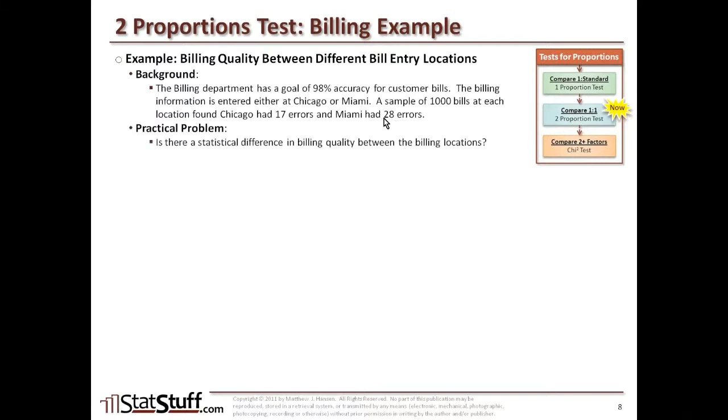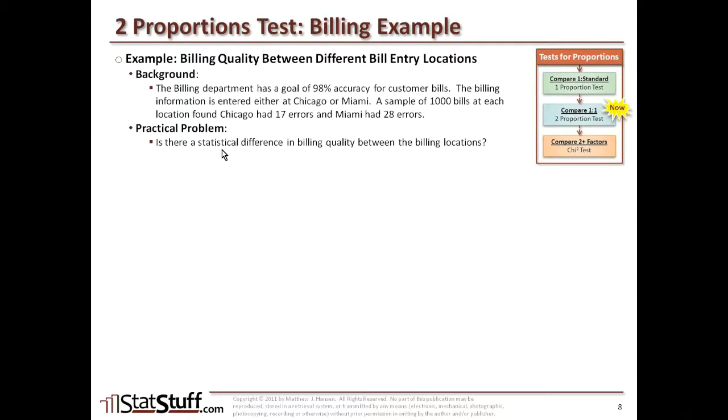So from a practical standpoint, we want to ask ourselves, is there a statistical difference in the billing quality between the billing locations? Again, for 98% accuracy out of the 1,000 samples, if we had 17 errors here, that means there was 983, or a 98.3% accuracy rate, which is exceeding the goal that we have for 98% accuracy. For Miami, we take the 1,000 minus the 28, and we're saying that there's 972 that were successful, or a 97.2% accuracy rate. Well, that is less than the 98% accuracy goal that we have. So on the surface, based off of the 1,000 bills that were looked at, it would look like Chicago is performing better. They're achieving their goal, and Miami is not.